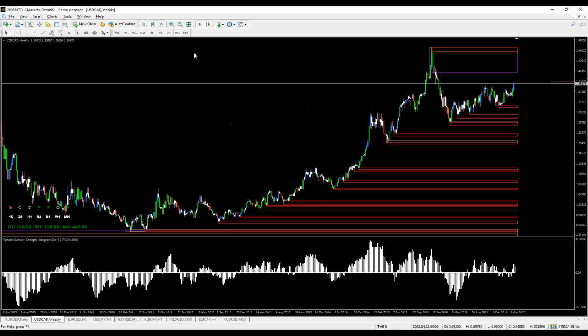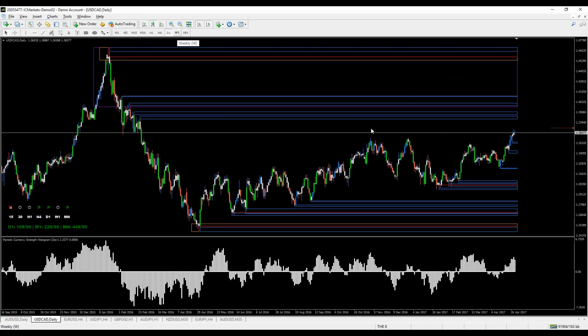If we go on the weekly chart and see what's going on, you can see that we're getting some currency strength divergence. Now you can see that we have a high. We have prices higher, but the histogram is not going higher. So that's telling us that price is probably going to slow down.